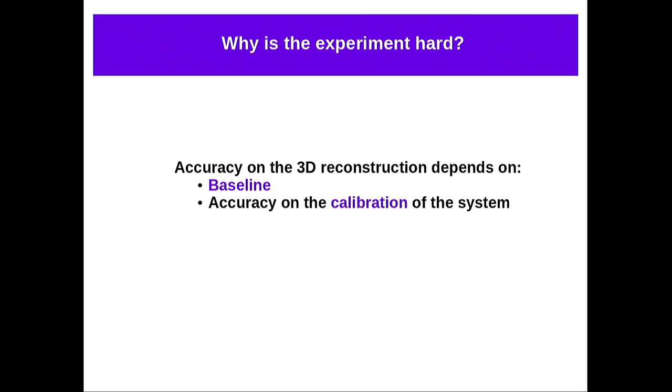But the real reason why the experiment is so hard is that accuracy on the 3D reconstruction is not for free. And it depends on two main factors: on the setup you choose of your cameras, in particular on the baseline between the cameras, and on the accuracy of the calibration of the system, which in particular is the accuracy on the measurement of the mutual orientation of our cameras. Again, we are in the field, so we need to find an easy way to measure the mutual position of our cameras that we can do every day, but being sure that our accuracy is high.